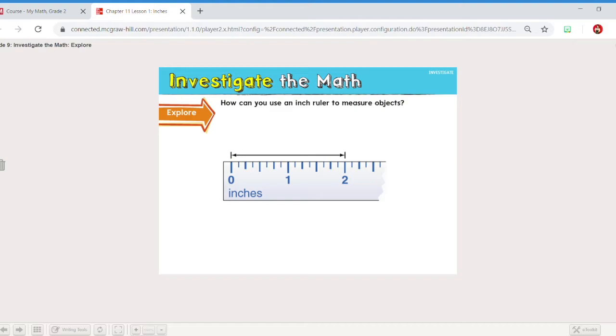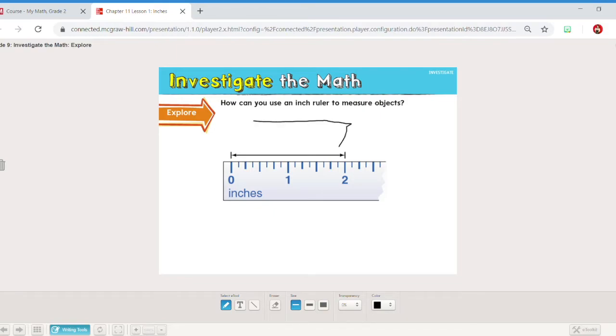Seeing here, it looks like this one is 2 inches long. If I want to measure objects, I'm going to, for now, draw an object to see if we can do it. If I had maybe an eraser, I could say an eraser is maybe 2 inches long. I would line up the corner of the object with 0, so I could start on 0 and then count the numbers, 1 inch, 2 inch, for where the other end of the object ends up. So again, make sure you line it up on 0 and then measure until you get to the end of the object.